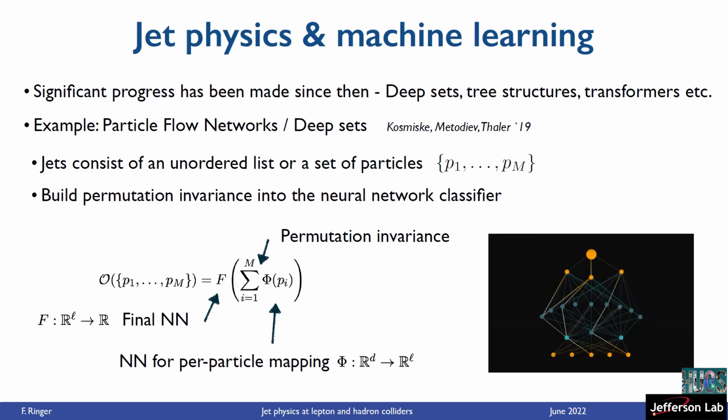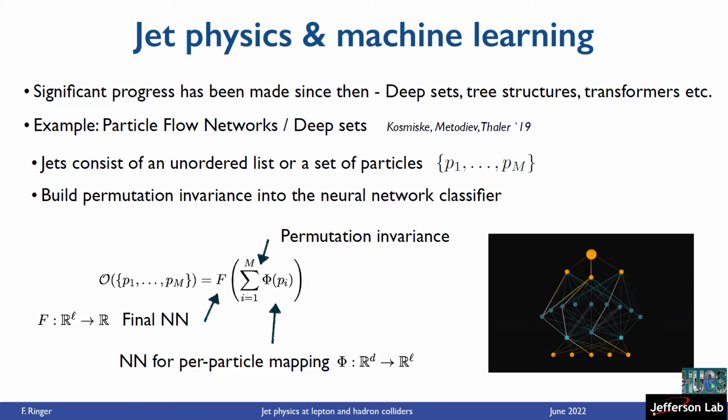And so if there's no order to it, you have to make sure that permutation invariance is built into your classifier, built into your neural network. One way to do this is exactly with these particle flow networks, which have two neural networks. The first one takes as input every single momentum that we have in the jet, so it's just a set of four-vectors. Then we apply a neural network to that. Whatever network you want to use is up to you to decide, and it acts specifically on this.